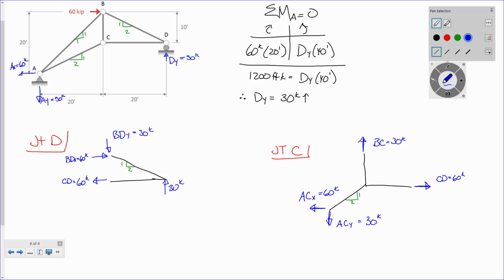Yeah, and it is. A_Y is 30 going down, yeah. So you didn't even have to do any equilibrium. You just look at it. All right, now, this is going to be really nifty. Watch this. Which joint do you want me to do, A or B? It doesn't matter. B. Okay, let's do joint B. You're going to like this.